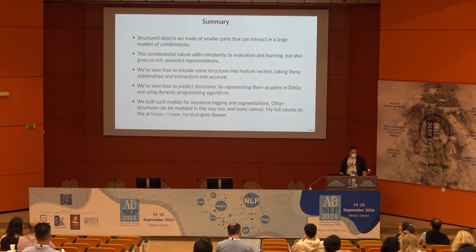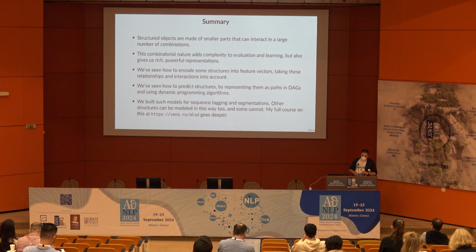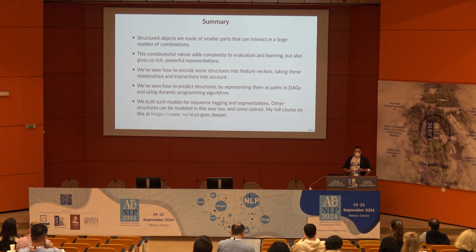And here we are at the end. Today we've talked about predicting structures. Structured objects are objects that are made out of smaller parts, like tags, arcs, and so on. They're parts that interact with each other in a large possible number of combinations. This combinatorial nature of structures makes evaluation and learning more complicated, but they also give us rich, powerful, useful representations. We've seen how to encode structured objects into vector representations, and how to predict structures by representing them as paths in a DAG with dynamic programming algorithms. And we've seen two applications, sequence tagging and segmentations.